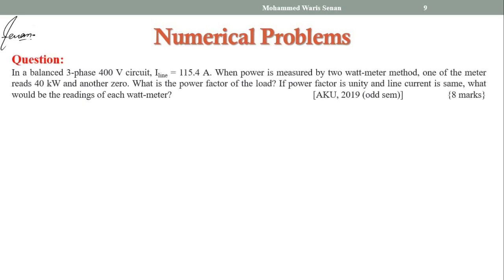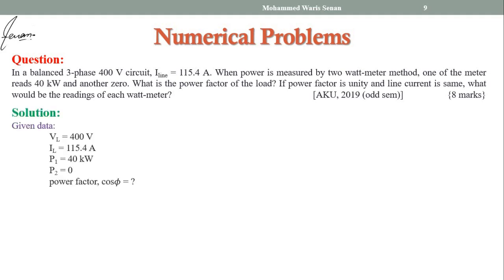The first question says, in a three-phase balanced 400 volt circuit, the line current is 115.4 ampere. When power is measured by 2-watt meter method, one of the meters reads 40 kilowatt and the other reads 0. The question is asking, what is the power factor of the load? This is the first part. The second part says, if the power factor is unity and line current is the same as in the previous case, what would be the readings of each wattmeter? Okay, so let us solve this question.